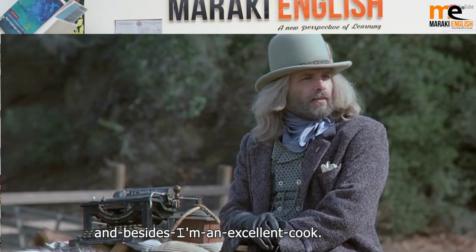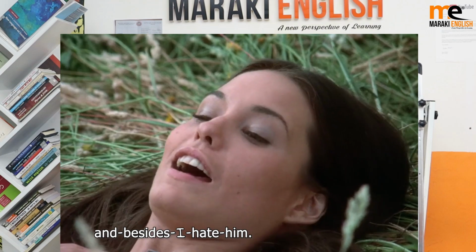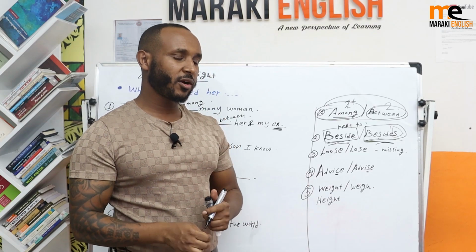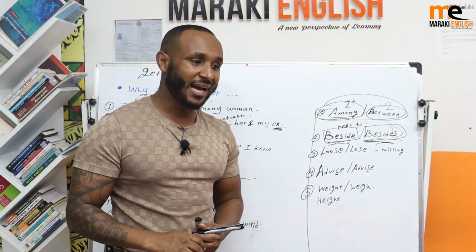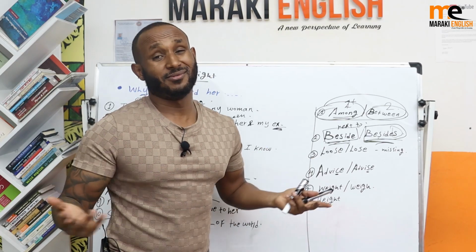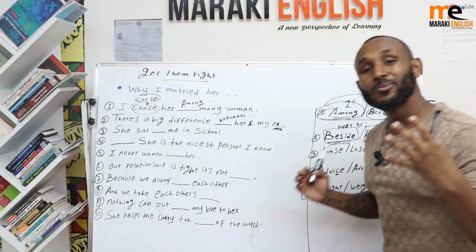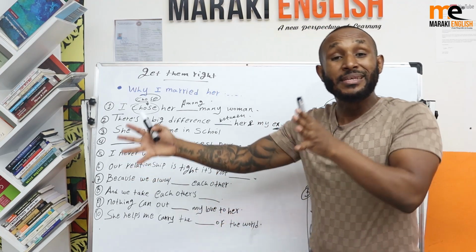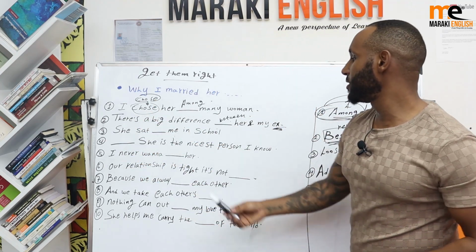And besides, I'm an excellent cook. And besides, I hate him. What's the problem with our country? We're poor. Besides, we fight each other. That's what the problem is, really. So besides is used to add more points, but beside means next to.